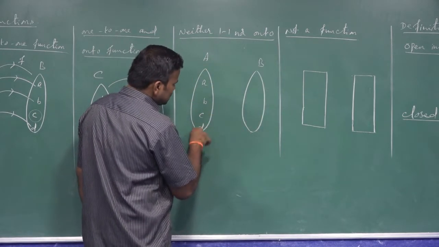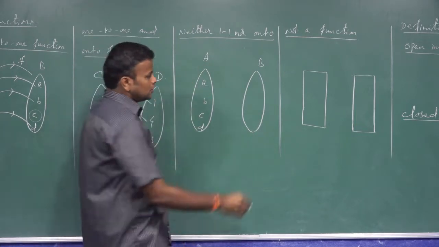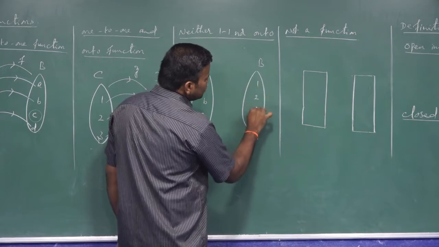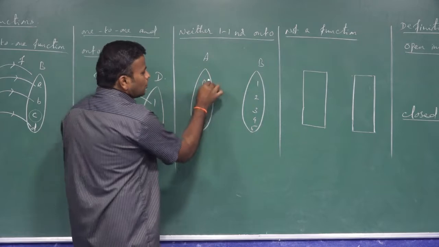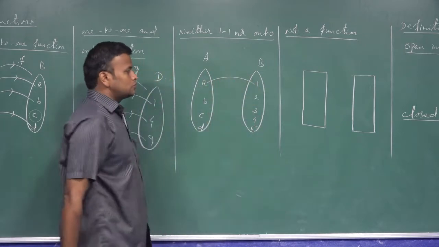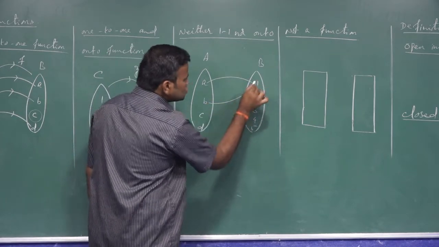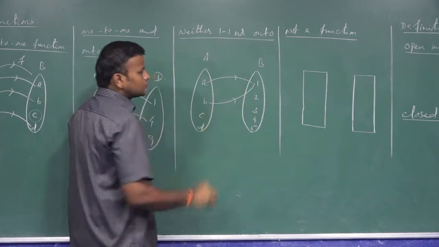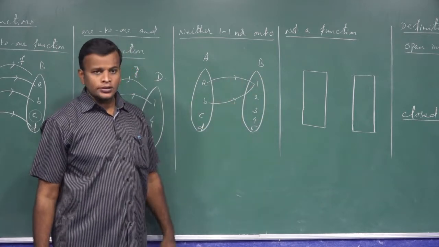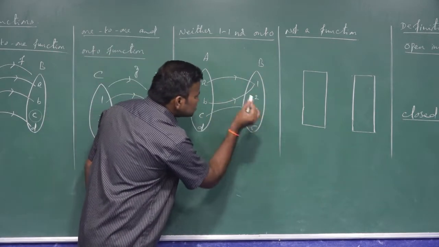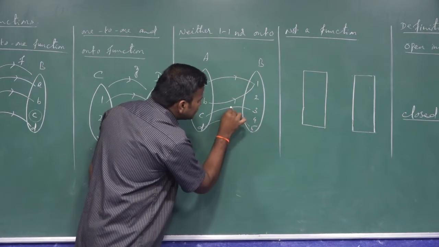Suppose the set A contains four elements a, b, c, d. The set B contains 1, 2, 3, 4, 5. Suppose a goes to 1. b also goes to 1. The image of a is 1, the image of b is also 1. c goes to 3. And suppose d goes to 5.